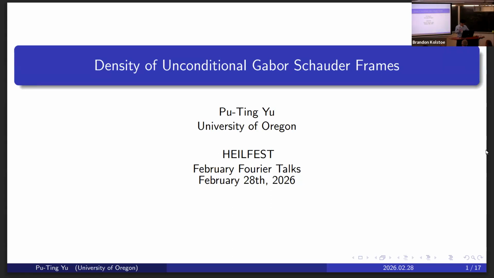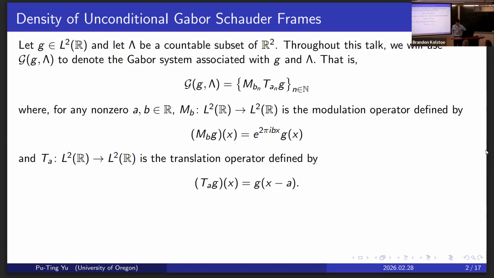So let me begin this talk with some notations and definitions, because this is about some Gabor thing. Assume that g is a function in L2(R), and Lambda is a countable subset of R2. Throughout this talk, I will use the notation G(g, Lambda) to denote a Gabor system associated with g and Lambda. And I will use the notation M_b and T_a to denote the modulation and translation, where for any non-zero a, b, the modulation M_b is defined by multiplication by exponential e^(2 pi i b x), and T_a is just the usual translation by a. So this is the notation I'm going to use throughout this talk.